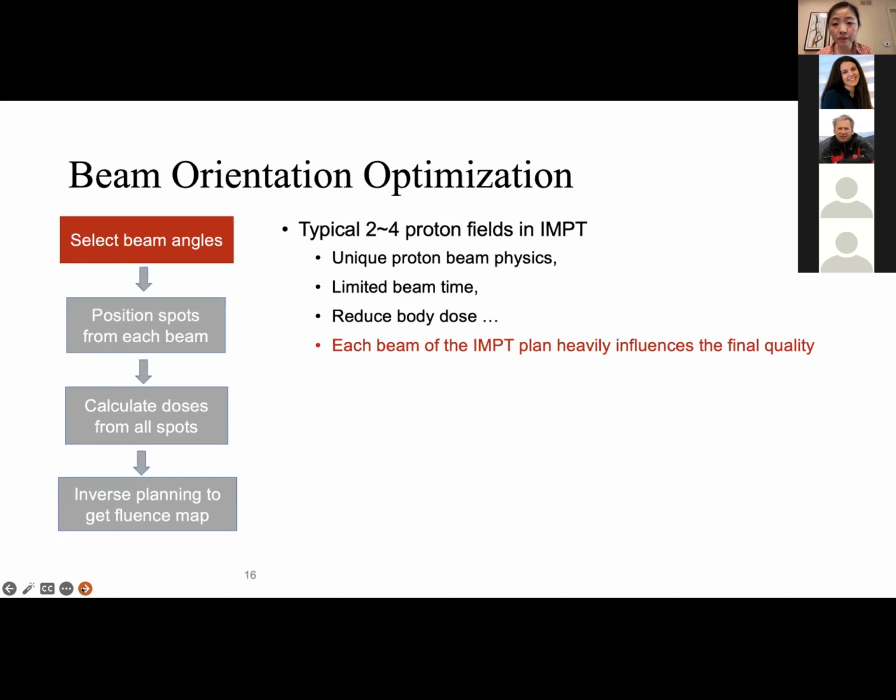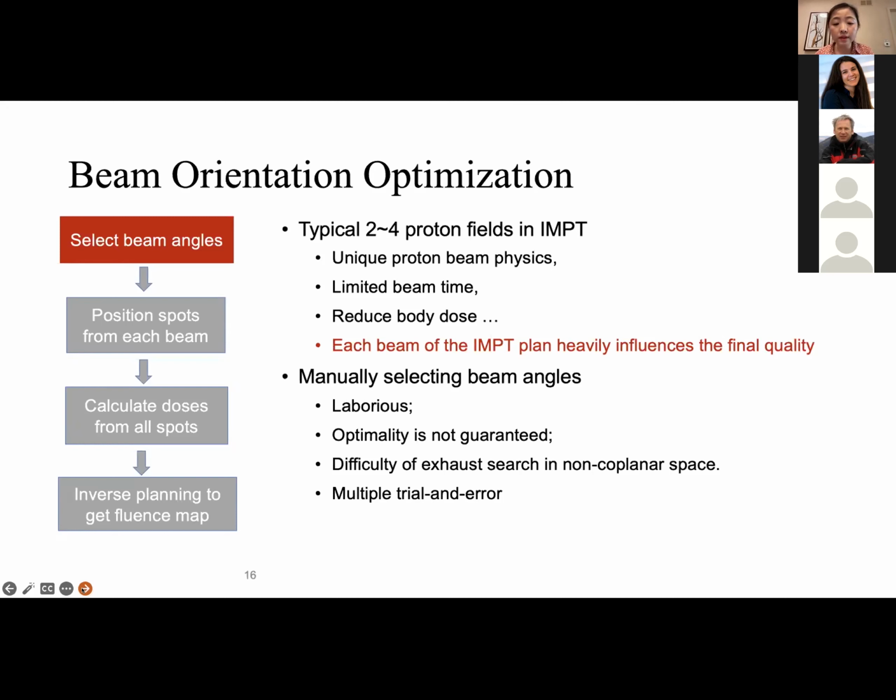This small number of beams makes every beam of an IMPT plan heavily affect the final plan quality. And in the current clinical process, these beam angles are actually manually selected. There are many challenges in using the manual selection process. For example, it needs a lot of experience from the planner to know what's a good angle. And even for an experienced planner, optimality is still not guaranteed, because it's really hard to search the entire non-coplanar space to find a good combination.